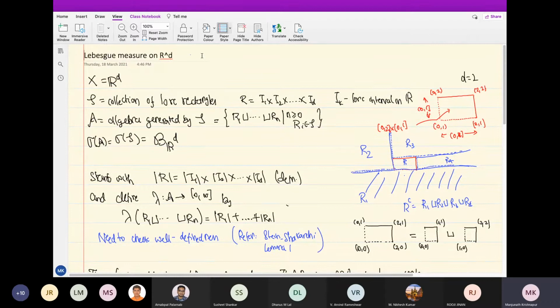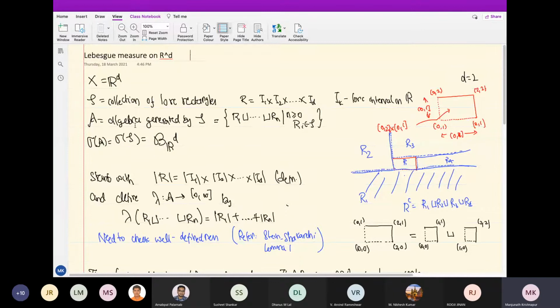So how is Lebesgue measure on R^d to be constructed? We start with R^d as our set, and with a collection of left-open, right-closed rectangles, I1 × I2 × ... × Id, where each Ij is a left-open, right-closed interval. The set of rectangles is a pi system because the intersection of two such things is another object of the same kind.